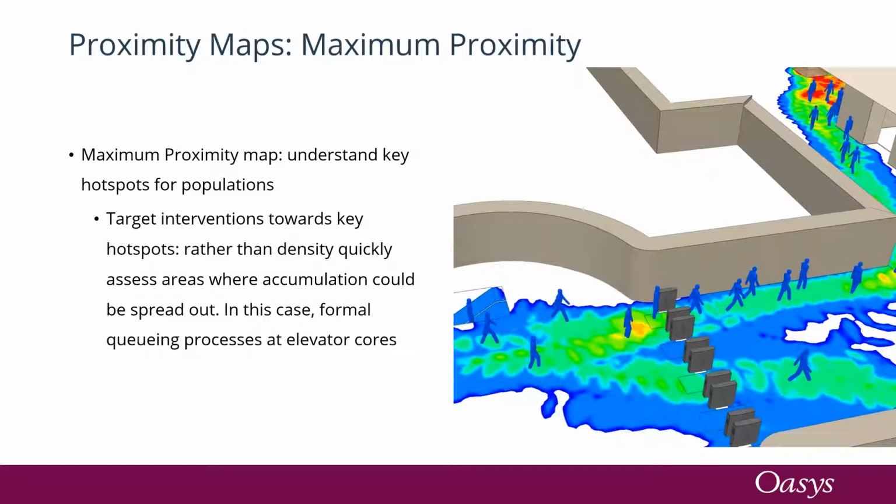Secondly, we've added a maximum proximity map, and this is a quick way to understand hotspots where you might have significant crowding. This comes with potential safety concerns, but it's also where you're concentrating your risk. The example here is a commercial lobby where the entrance to the elevator cores is where you have the largest density of people. And maybe this might be where you want to target your additional queuing or limiting the population in certain areas and things like that.